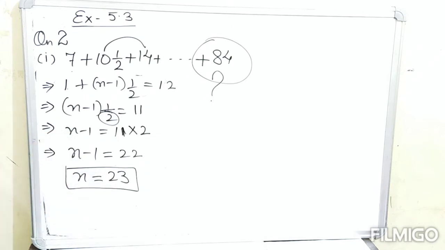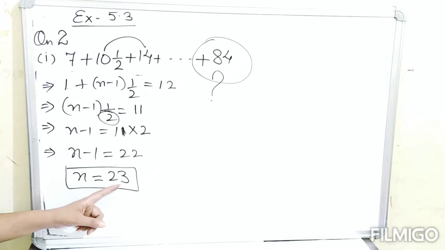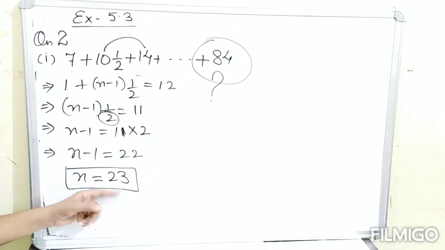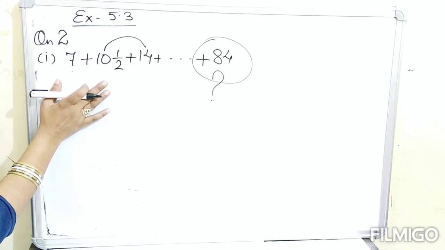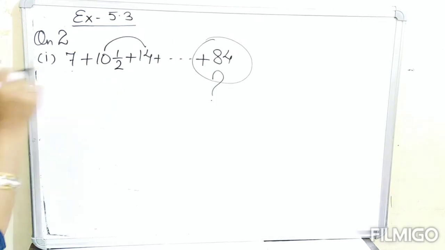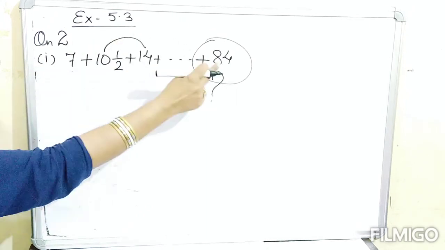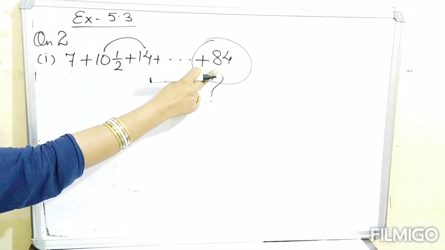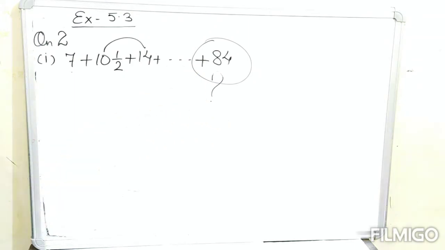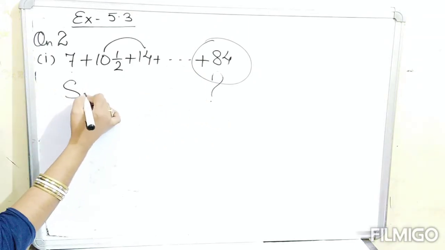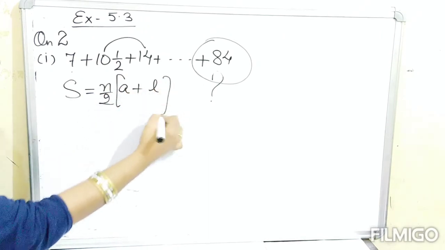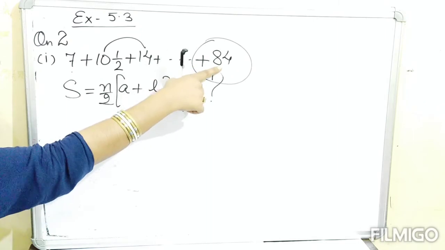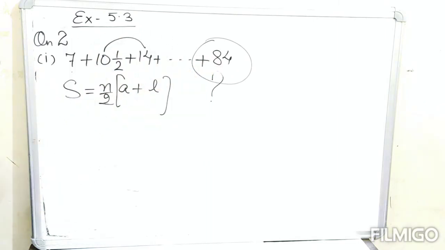So we'll apply the formula for Sn by taking n equal to 23. As I told you, we have three formulas for finding the sum of n terms. Here we know the last term, that is the 23rd term, so it's easier to apply the second or the third formula. I'm applying S equal to n by 2 into A plus L. Why have I taken that? Because I know that 84 is the last term.